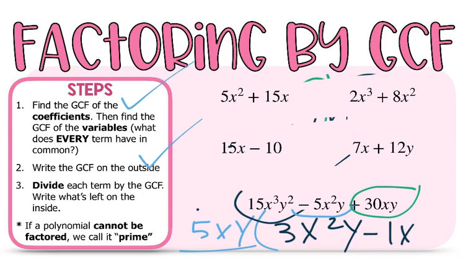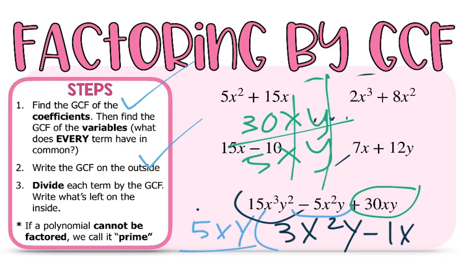And last one, 30xy, I'll write this one down, 30xy divided by 5xy. Well, the x and the y will cancel, and I have 30 divided by 5, which is 6, so plus 6. Okay, and I am done.